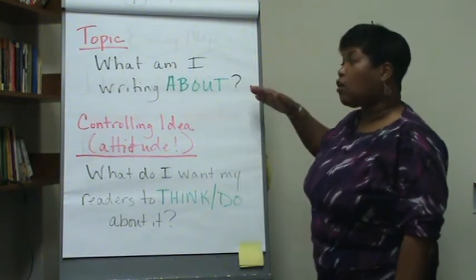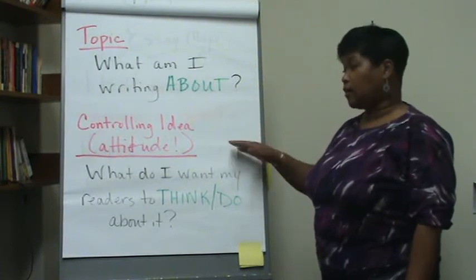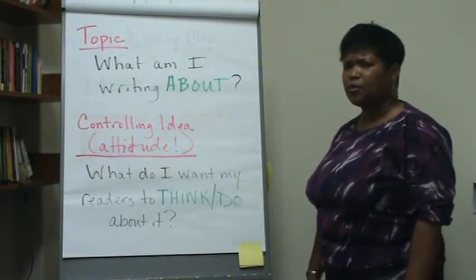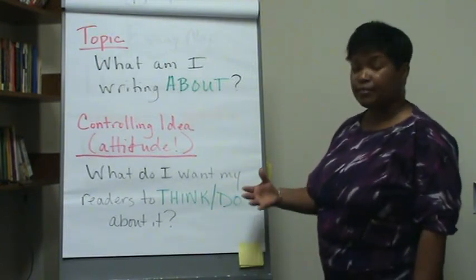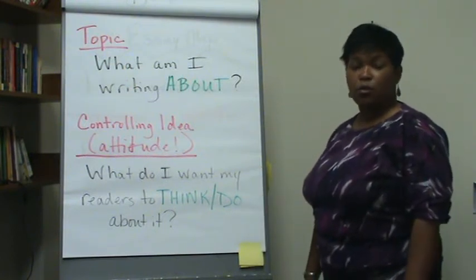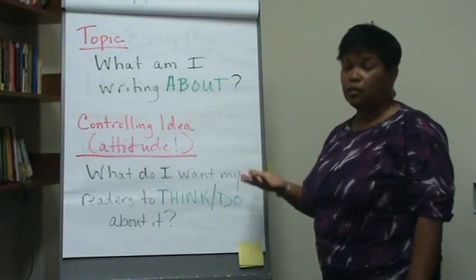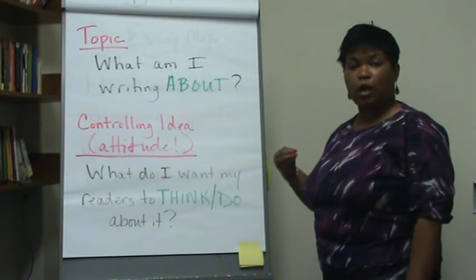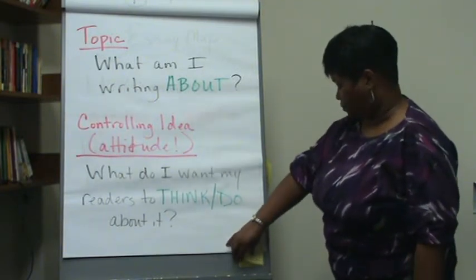First of all, I'm writing about skateboarding, but I've got to think about my controlling idea, my attitude towards skateboarding. So what am I thinking about skateboarding? Well, we should do it. When you're thinking about controlling ideas, you have to answer the question, what do I want my readers to think or do about this? Again, what do I want them to think, do, buy, believe, see, whatever the case happens to be. But I want my readers to follow along with the attitude that I've developed toward my particular topic.